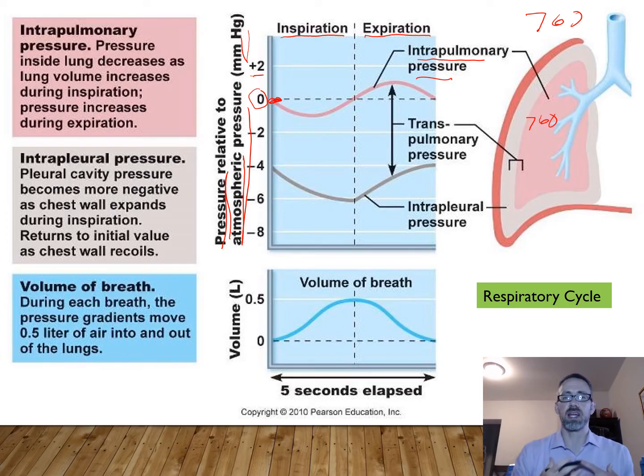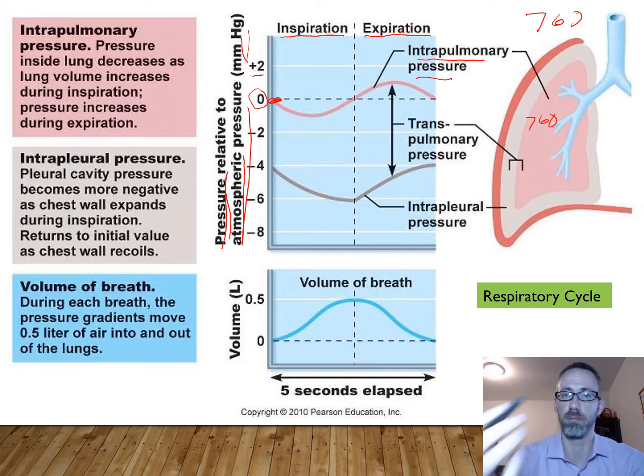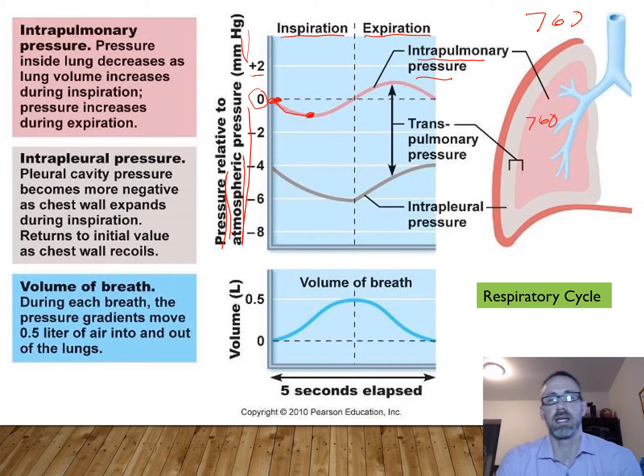As we breathe in and the lungs expand, okay, the pressure goes down due to Boyle's law, right? So the pressure goes down. In this case, the peak that it reaches is 759 or -1 millimeters of mercury. So it becomes slightly subatmospheric, just like I described in the previous.